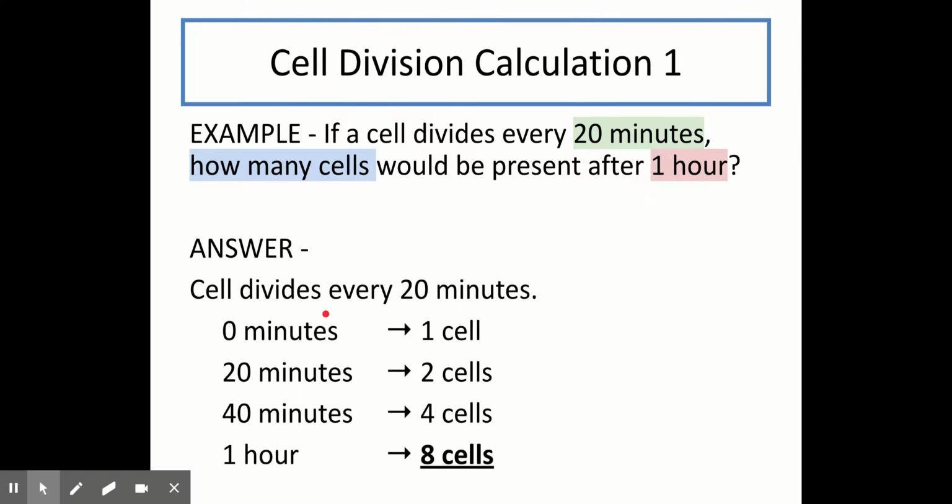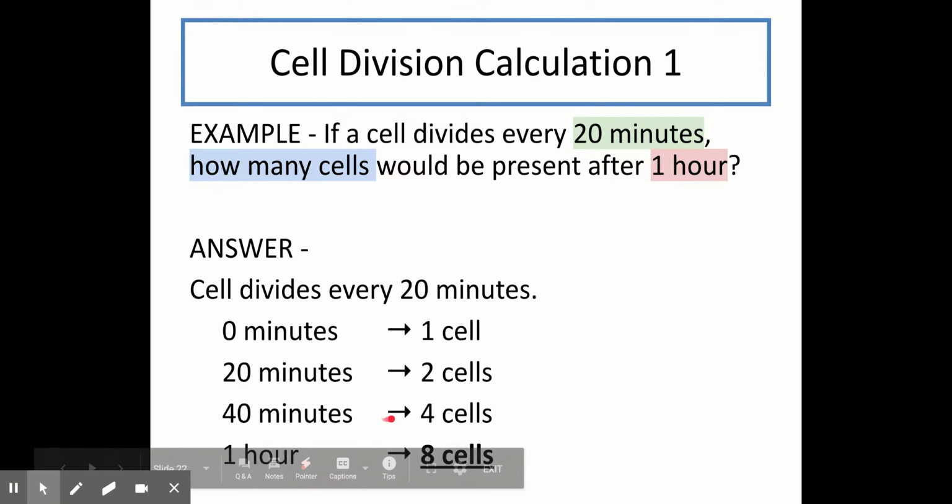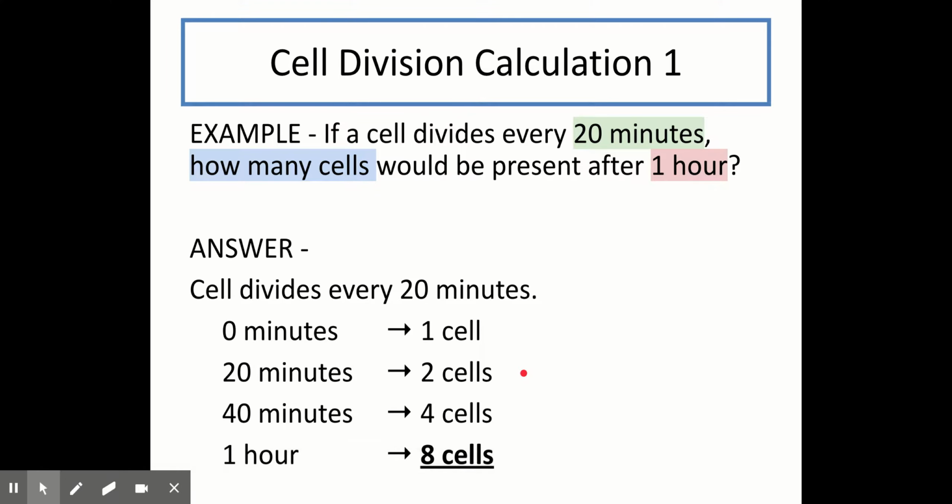Then on the right-hand side, I start with the 1 cell, and I double until I get to the end. So 1 doubled is 2, 2 doubled is 4, 4 doubled is 8. And so how many cells would be present after 1 hour? That would be 8 cells. This is the easiest way to get the correct answer. Some people try and do shortcuts, but I've seen them trip up with these types of questions, especially if they get a bit harder. So this is the way I would always suggest laying it out.